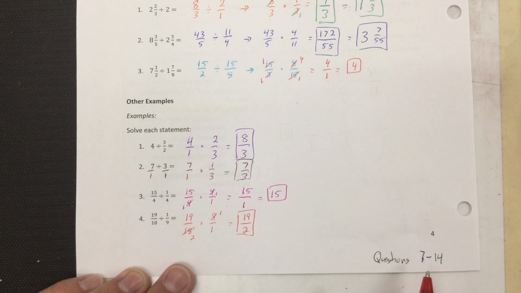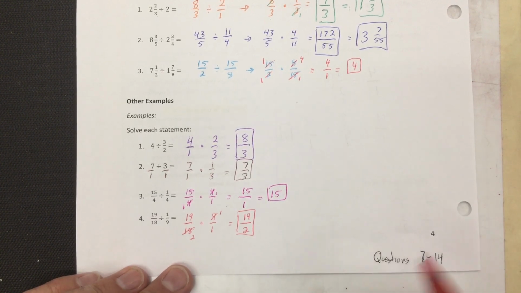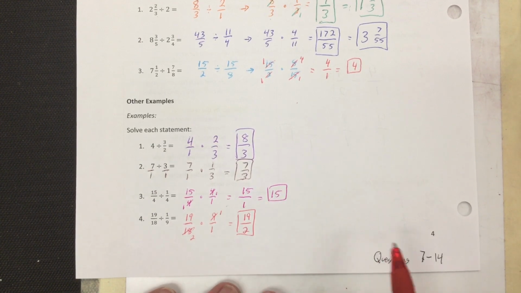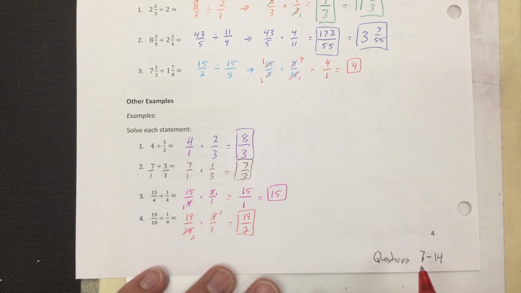Questions 7 to 14 to finish off. The first couple are ones where you are dealing with dividing of improper and mixed numbers. So work on those. And then 9 through 14, I believe, I should maybe double check that, but I believe 9 through 14 are all word problems, working through word problems using multiplication and division.